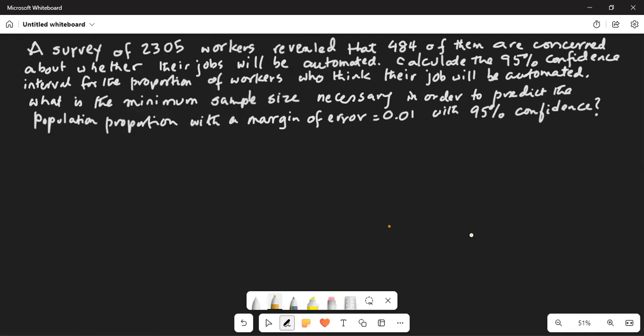A survey of 2,305 workers revealed that 484 of them are concerned about whether their jobs will be automated. Calculate the 95% confidence interval for the population proportion of workers who think their job will be automated. What is the minimum sample size necessary in order to predict population proportion with a margin of error equal to 0.01 with 95% confidence? Okay.